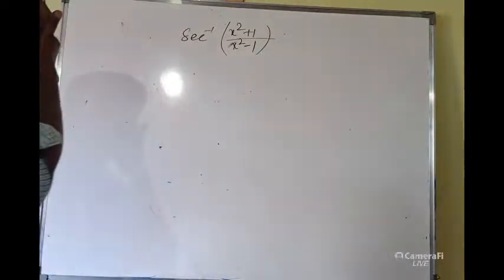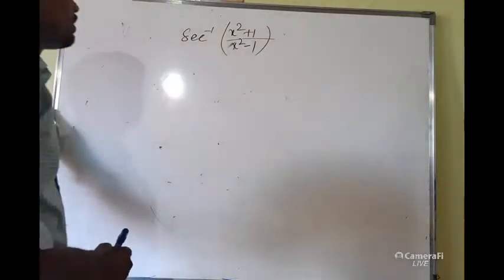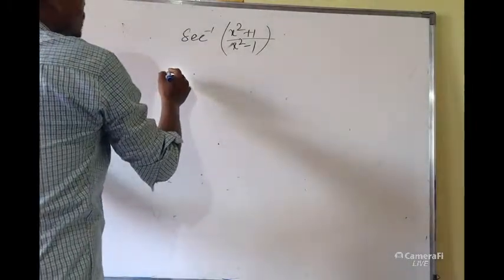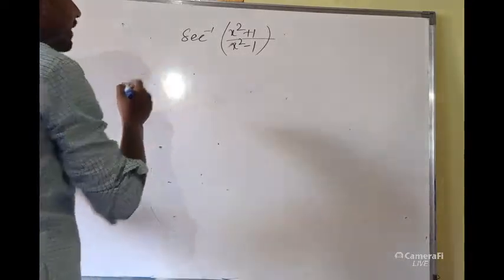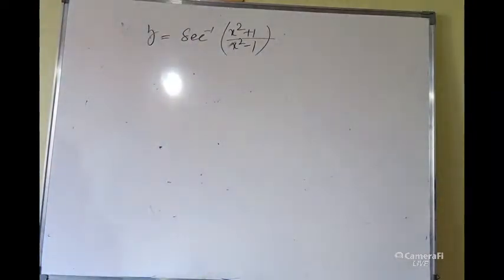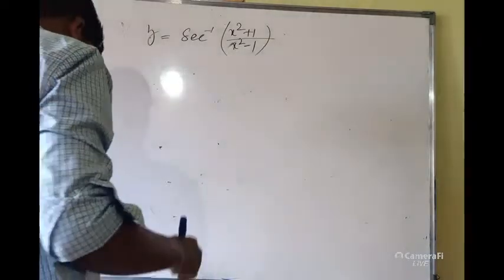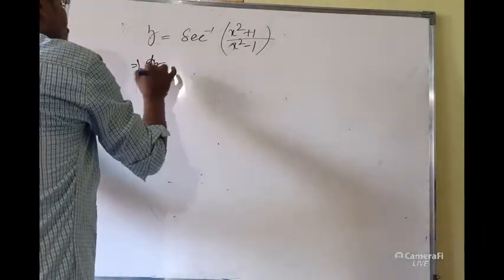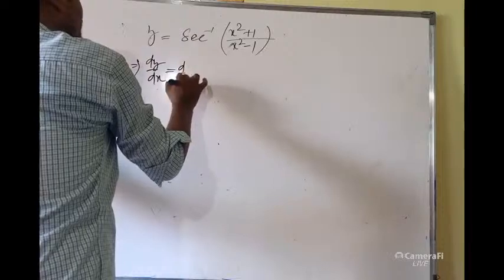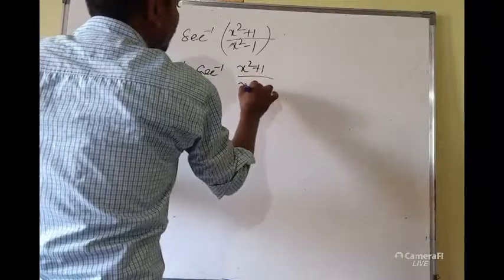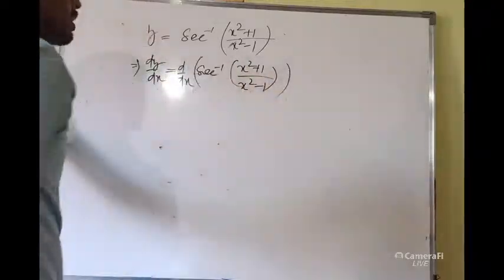Now, we can write this as y, okay, this is y, and now dy by dx equals d by dx of sec inverse of x square plus 1 divided by x square minus 1. Okay.